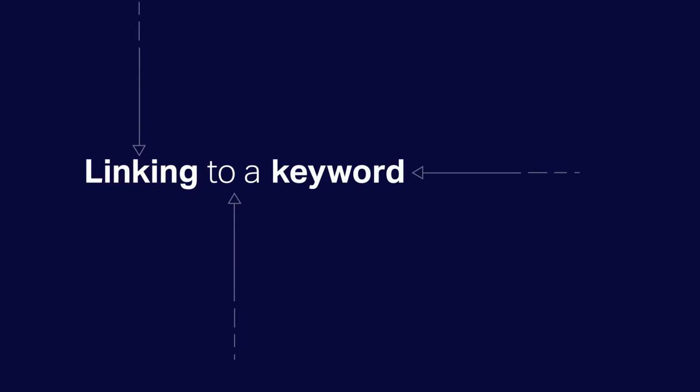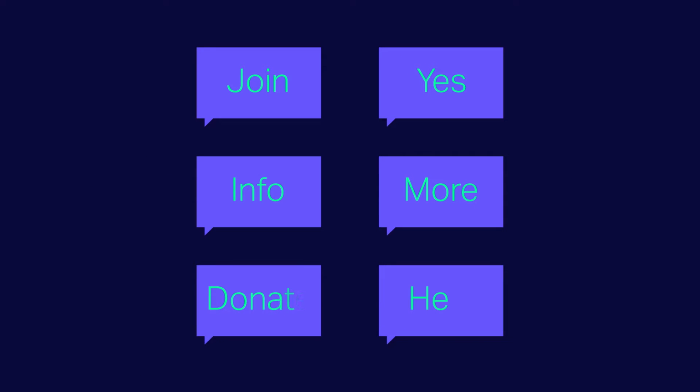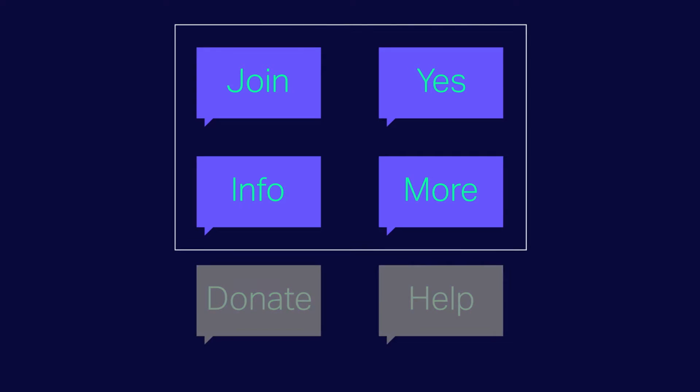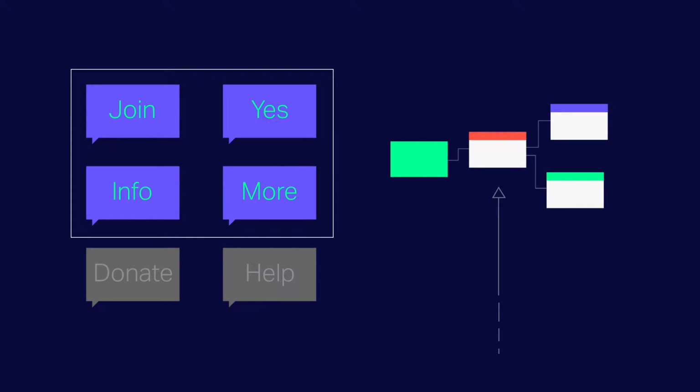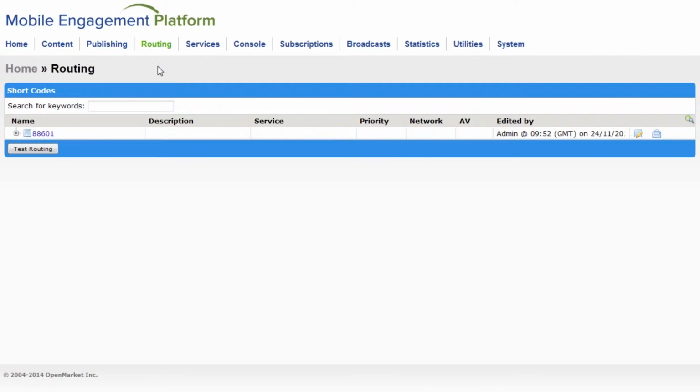The last step is to link the service to a keyword so that messages can reach your service. You can create multiple keywords for your number, and you can choose to link some or all of them to the same service. This is done in the Routing tab of MEP. You can see there's already a shortcode here. Open Market takes care of adding this to your account.